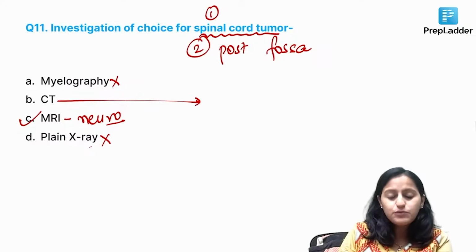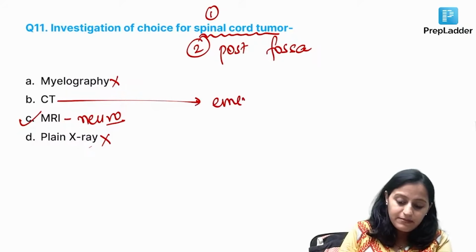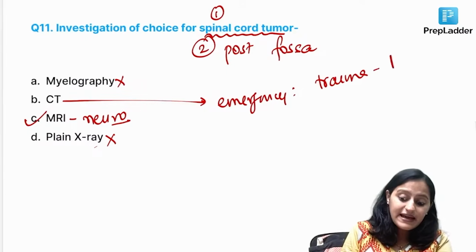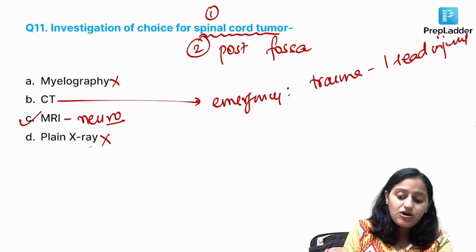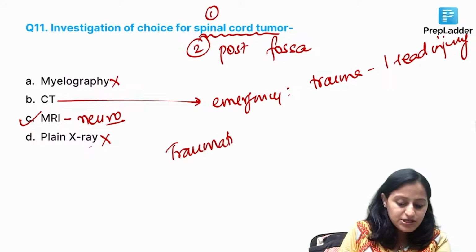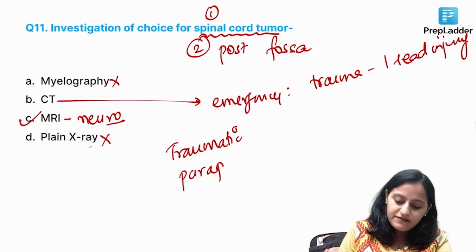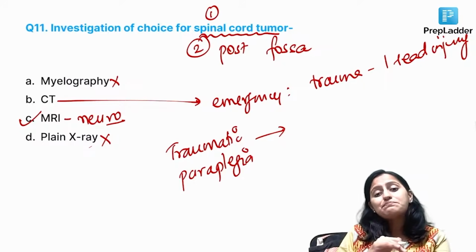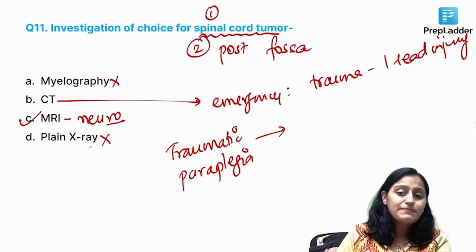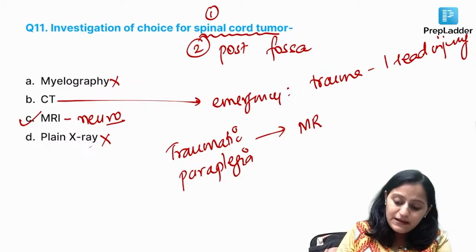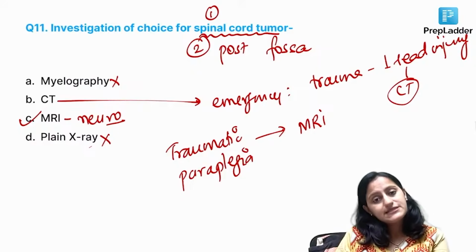CT is what you would prefer in cases of emergency, like in cases of trauma, that is head injury. In head injury trauma, you will do CT. But if it is traumatic paraplegia, right? This is also one of the previously asked questions. If it is traumatic paraplegia, that means you are suspecting pathology at the level of the spinal cord, not the brain. So for traumatic paraplegia, it's going to be MRI. But for head injury, it is going to be CT.